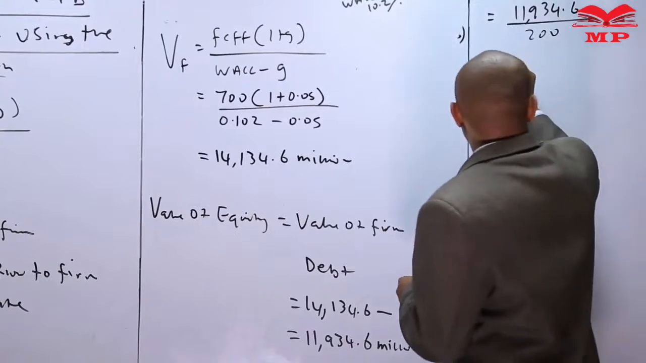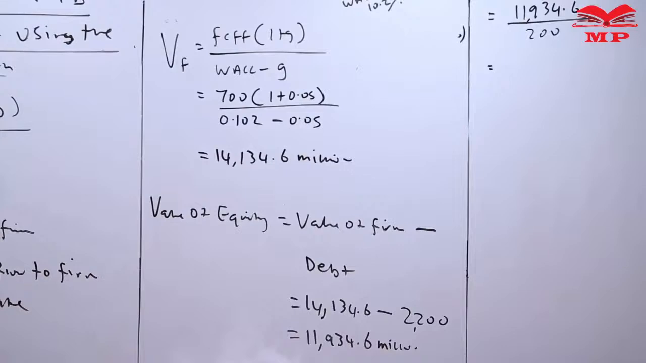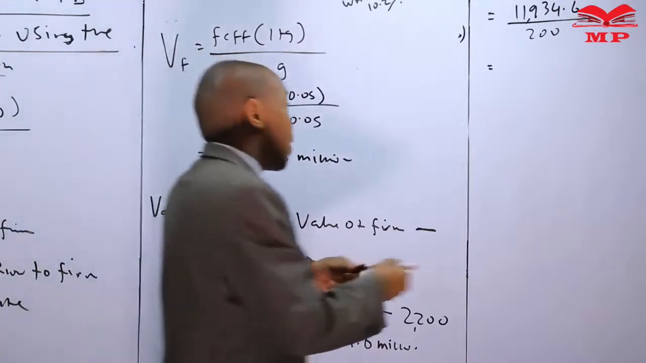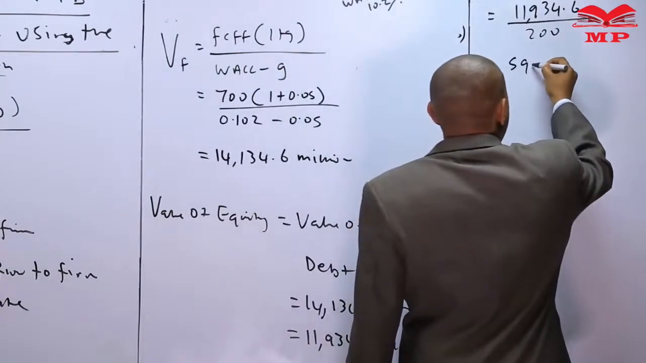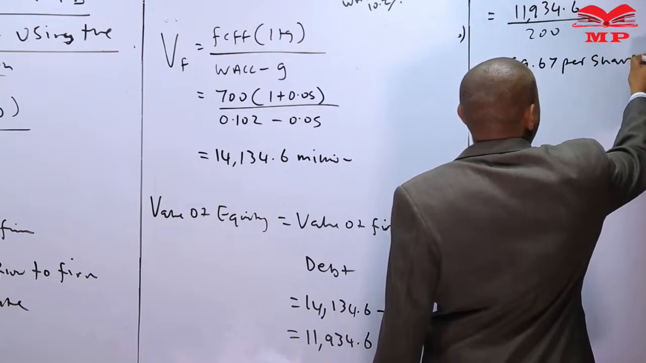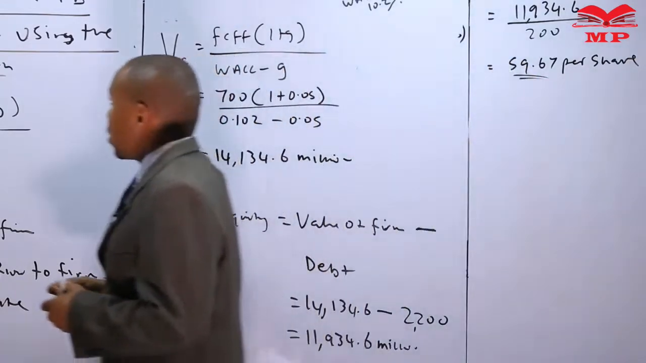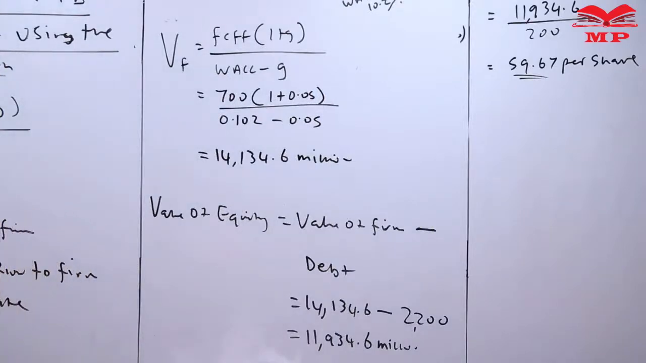Once you divide that, we will be able to get the value per share using the FCFF approach. So we have the answer, you divide that by 200. How much do we have? We have 59.67 per share. That is the answer, and it concludes September 2015 question 4B.